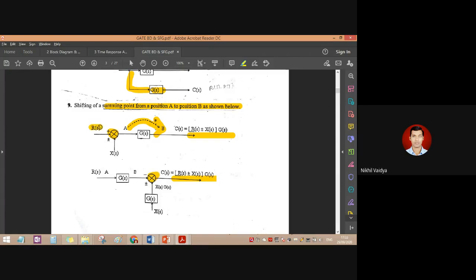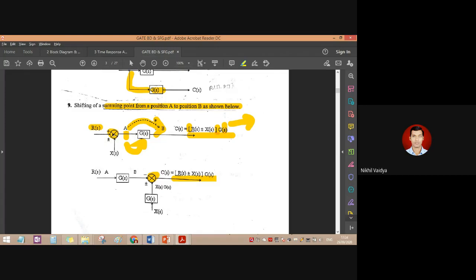See, R of S plus minus X of S will be the output which we will get here on this particular A path. Then this will be multiplied to G of S because they will be in cascade with each other. Whatever output comes here will be in series with the G of S block, so that will be just multiplied here. That's why they are multiplied here. You are able to see here, R of S plus minus X of S into G of S. So they are getting multiplied together.